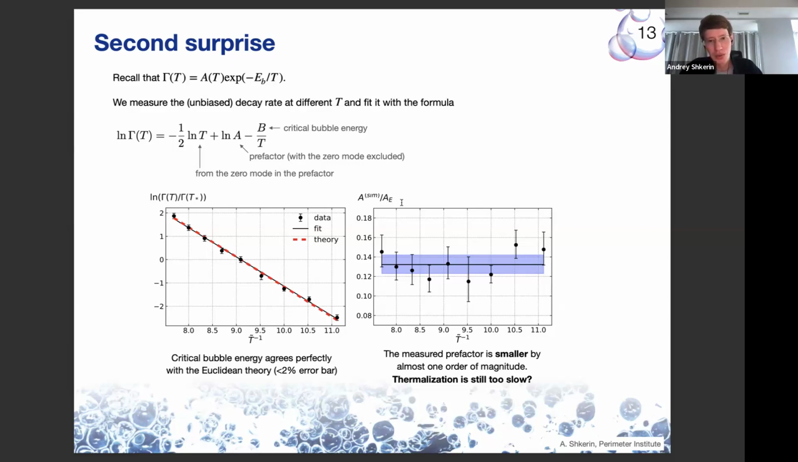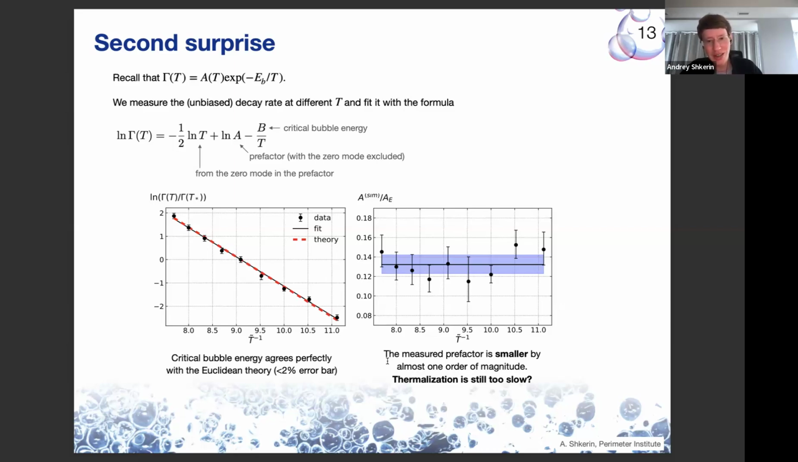However, when we measure the prefactor, we get a value which is still off the prediction, and it is actually significantly smaller. So the measured prefactor is still smaller by almost an order of magnitude from the Euclidean prediction. Okay, and that was a second surprise and the second challenge. Now we have to understand the reason for this discrepancy.